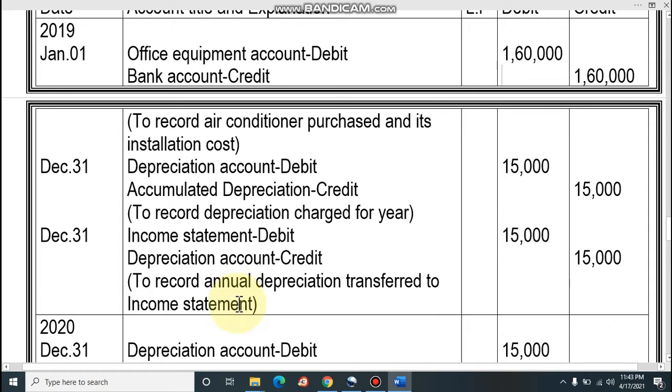That means we have to record this depreciation in the income statement. So income statement debit, depreciation account credit. This is our fixed journal.